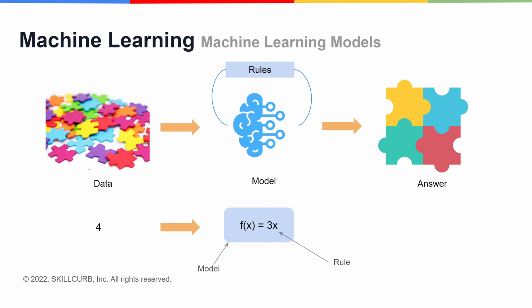Typically, data is entered into the model, and the model has some rules that it needs to follow in order to train data, and then outputs the desired results.